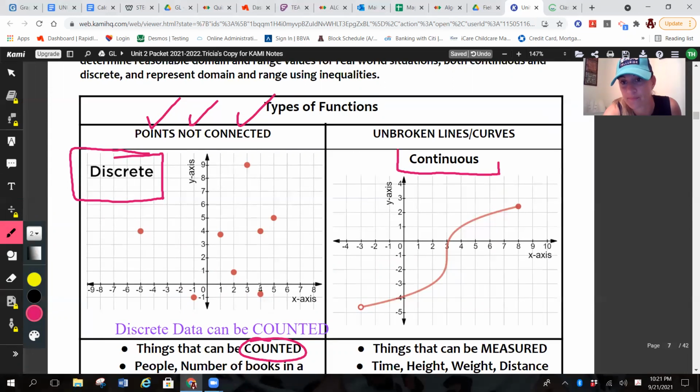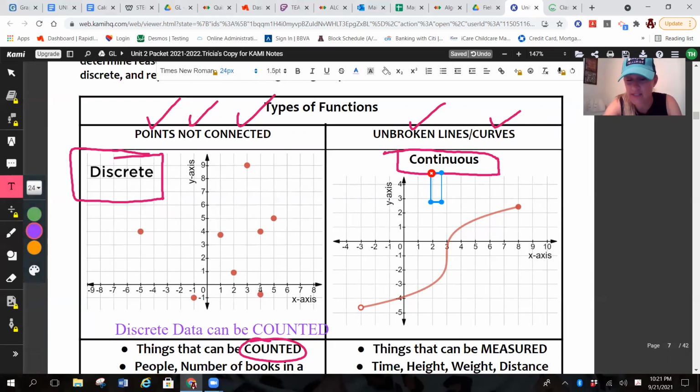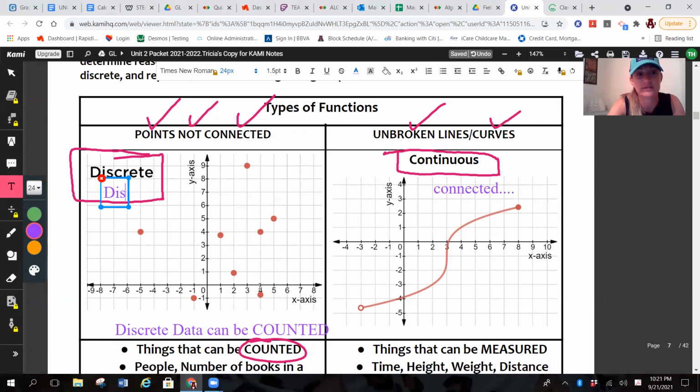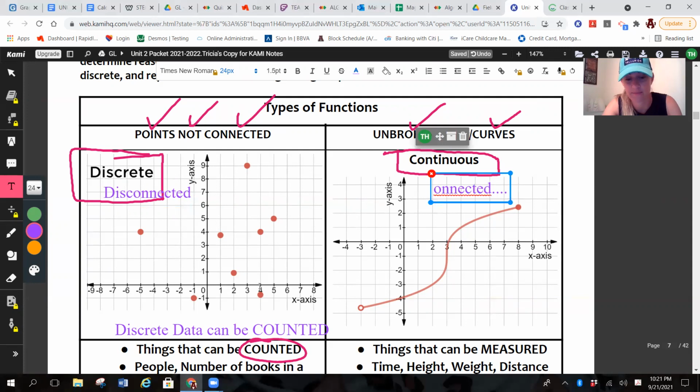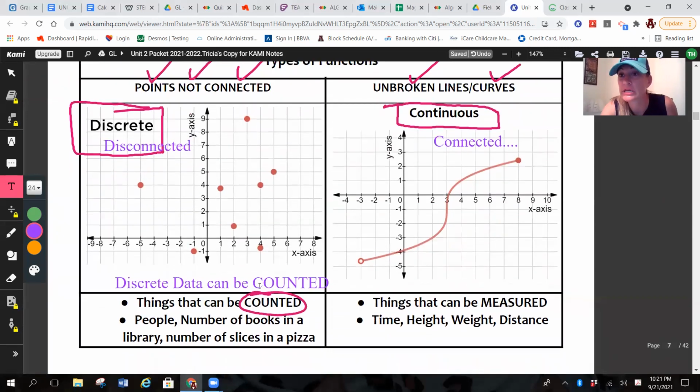Continuous data. The most boring definition is unbroken lines or curves. Unbroken, connected. Continuous means connect the points together. Continuous is connected. Discrete is disconnected. Okay, I'm hoping you will find these alliterations easy to remember which one's which. Continuous, connected. Discrete, disconnected.